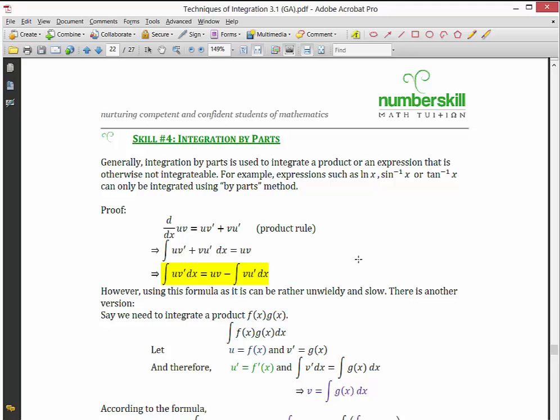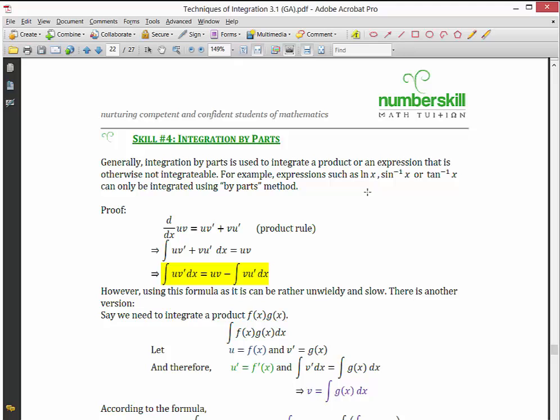Integration by parts. First of all, you need to understand that there are a few things that you cannot integrate directly. So ln x, sine inverse, any inverse, you cannot integrate directly. So this is what we're going to use integration by parts to do.